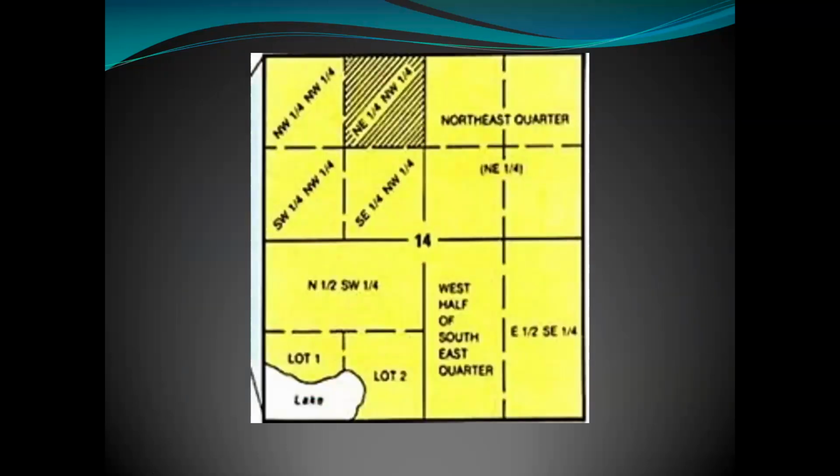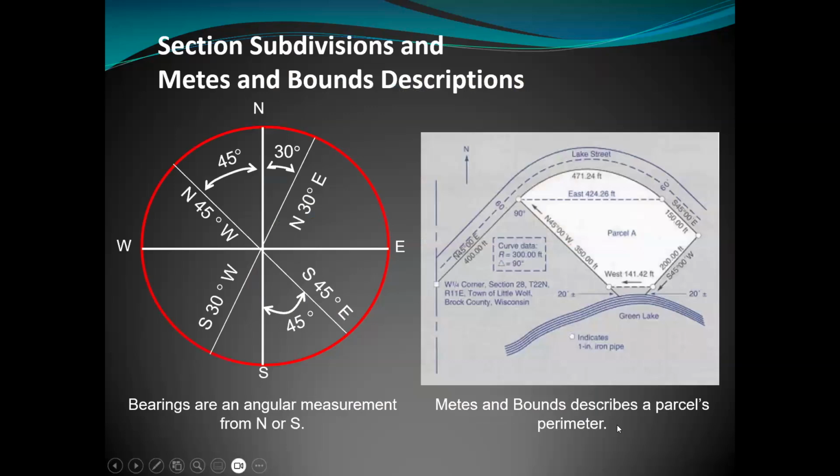But anyway, so you can sort of see how we can break stuff out to the quarter, or you could even do a half, the north half of the southwest or the west half of the southeast, things like that. A meets and bounds description is a little more difficult. A meets and bounds is basically you have a starting point and then you just measure from that.